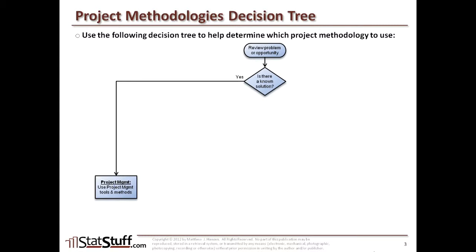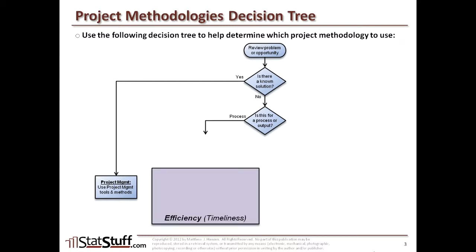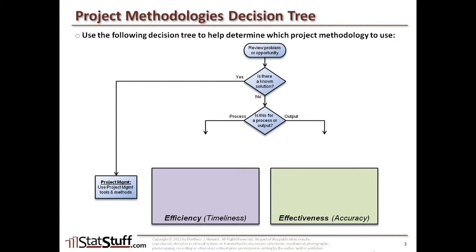Now, if there is no known solution though, then what we might ask next is, is there a process or output that this is affecting? If it's for a process, we'll move off to the left side, where it's going to point us to the efficiency path again, which focuses on process, which focuses on the timeliness within that particular process. However, if it's for an output, then it's going to point us to the path toward project opportunities that fall under effectiveness, or those focusing on accuracy.